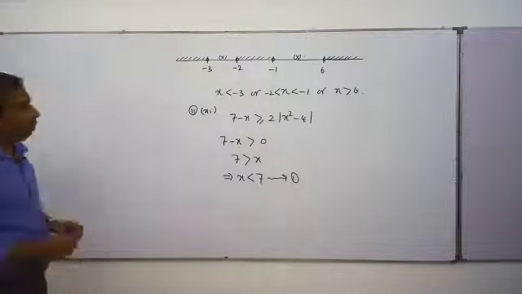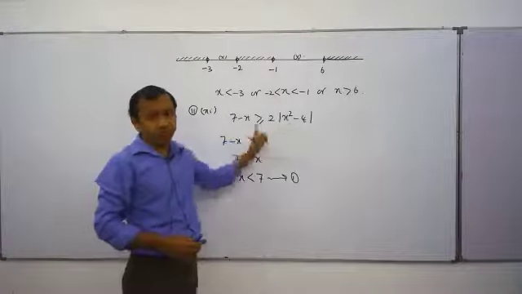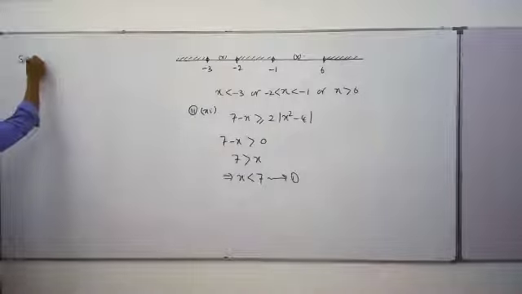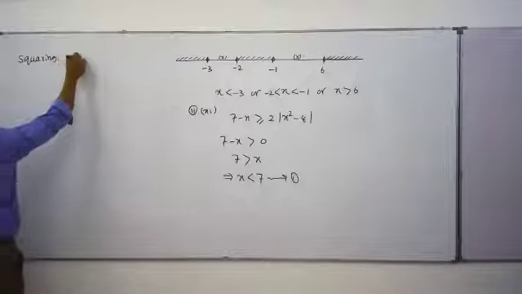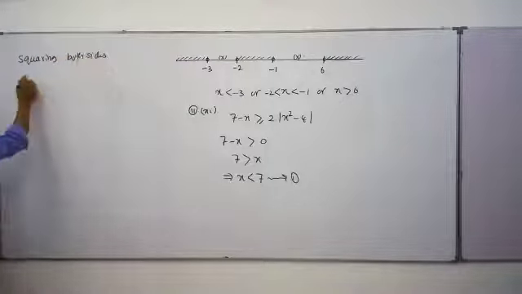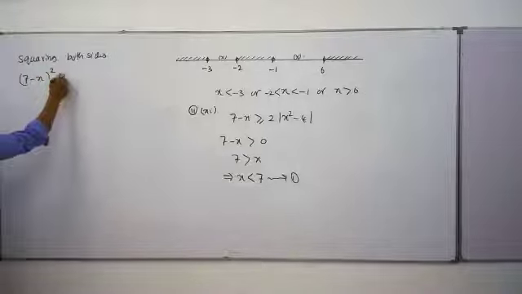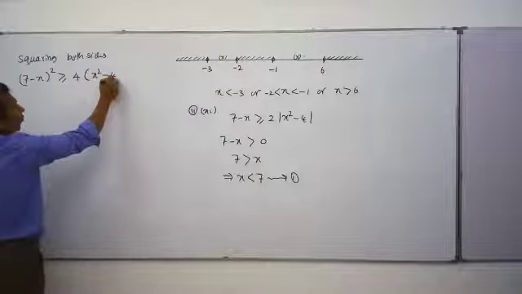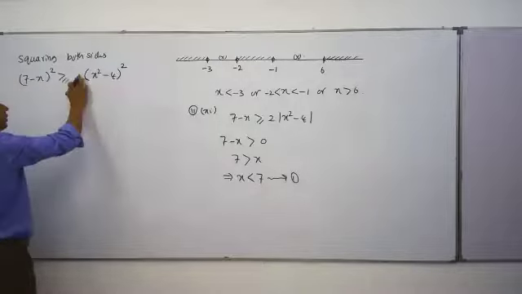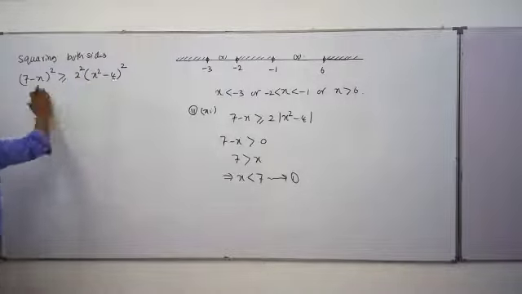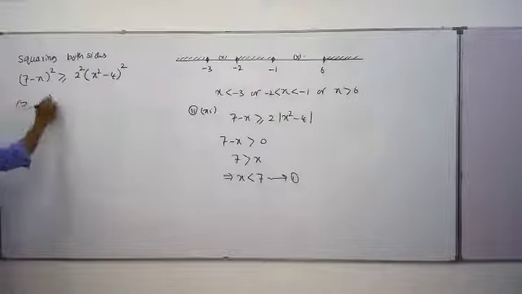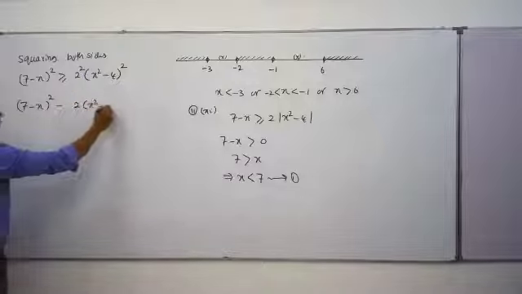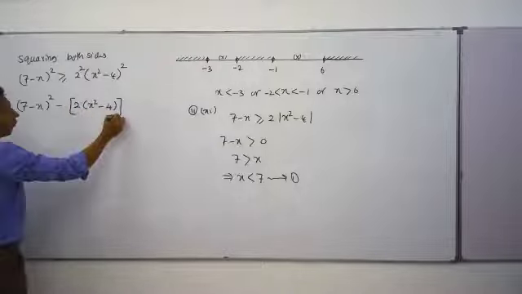Right? Now, since this is positive, now we can square both sides, right? Squaring both sides. So 7 minus x perfect squared greater than or equal to 4 times. Once you square that, people, the modulus will eliminate, no? x squared minus 4 perfect squared. I take this 4 as 2 squared. Now take this side. So 7 minus x perfect squared minus this whole thing, I can write 2 times x squared minus 4 perfect squared greater than or equal to 0.